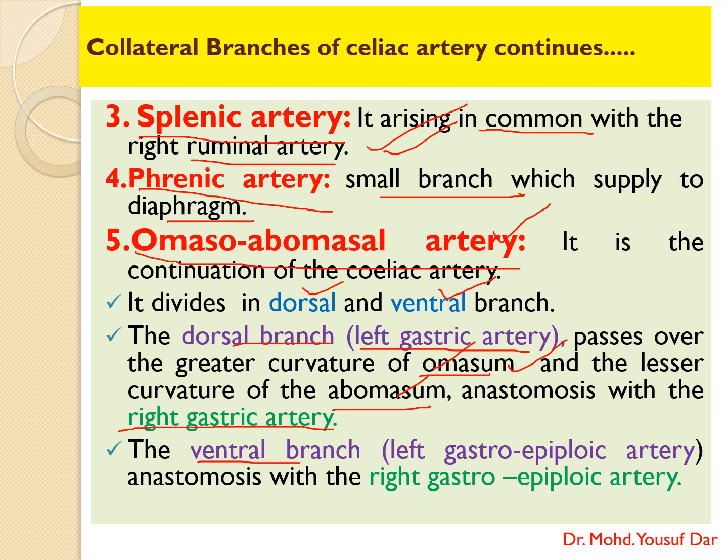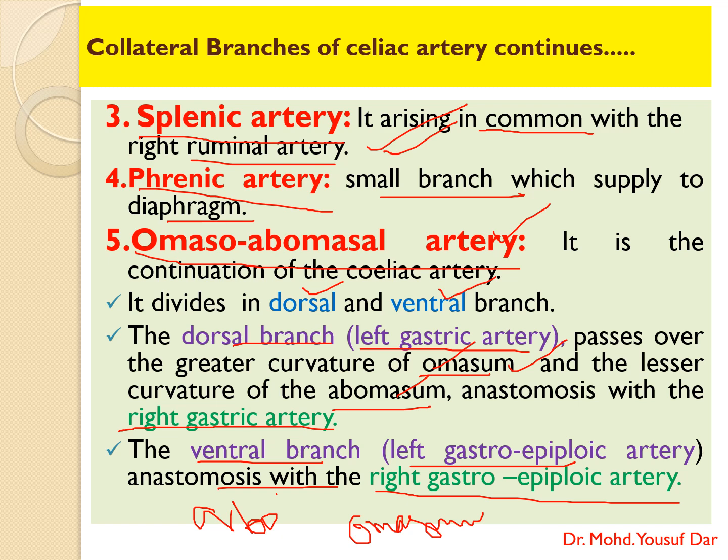Whereas the ventral branch, or the left gastroepiploic artery, passes over the greater curvature of the abomasum and lesser curvature of the omasum, giving branches to the omasum and abomasum, and finally anastomoses with the right gastroepiploic artery. So these were the different collateral branches of the celiac artery.